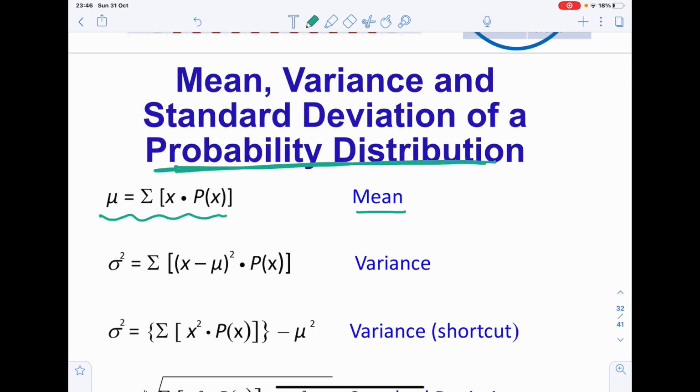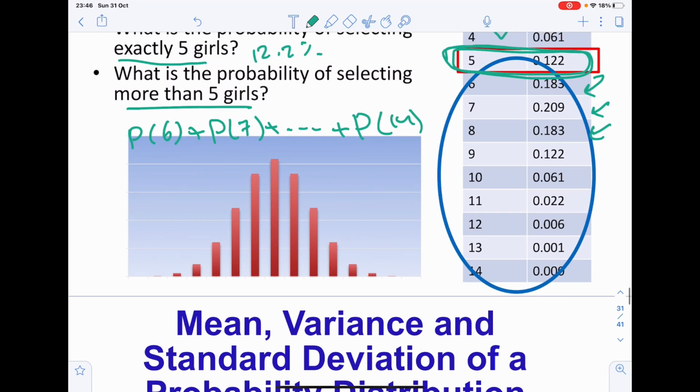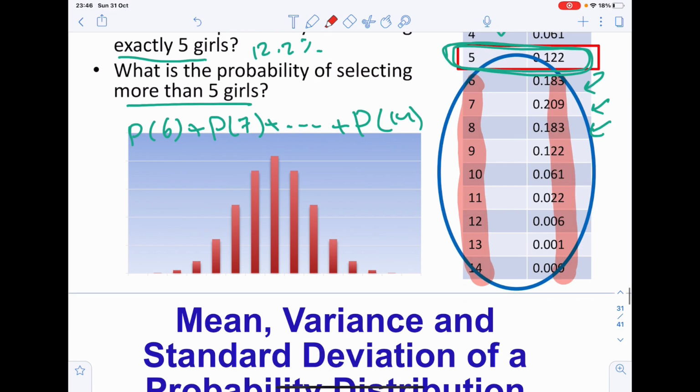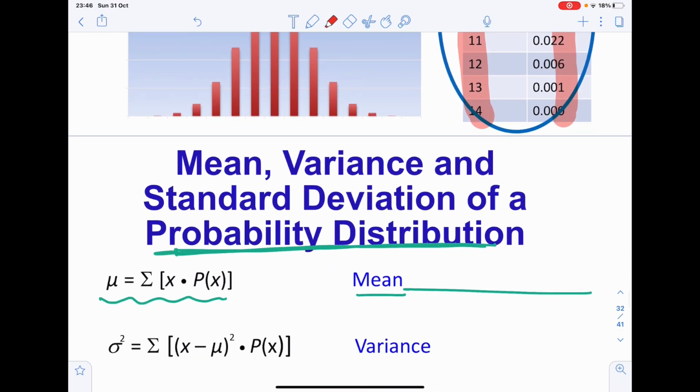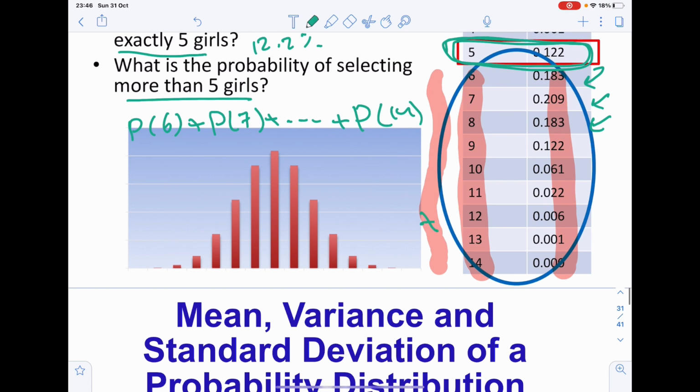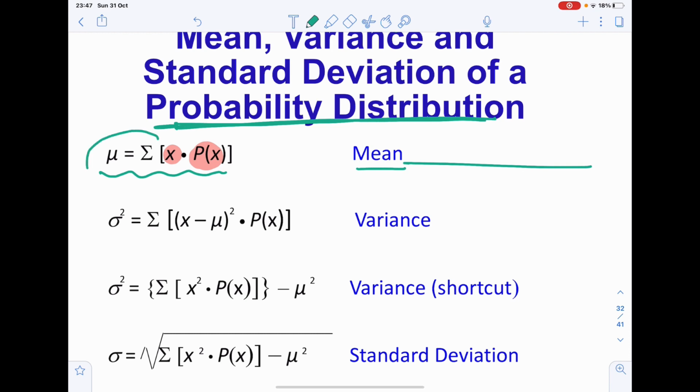So if we have here the values of x, and this is the value of p of x, all that you have to do is multiply x times p of x. So here, for example, this is x times p of x. Then you add all these values together and you get the mean.